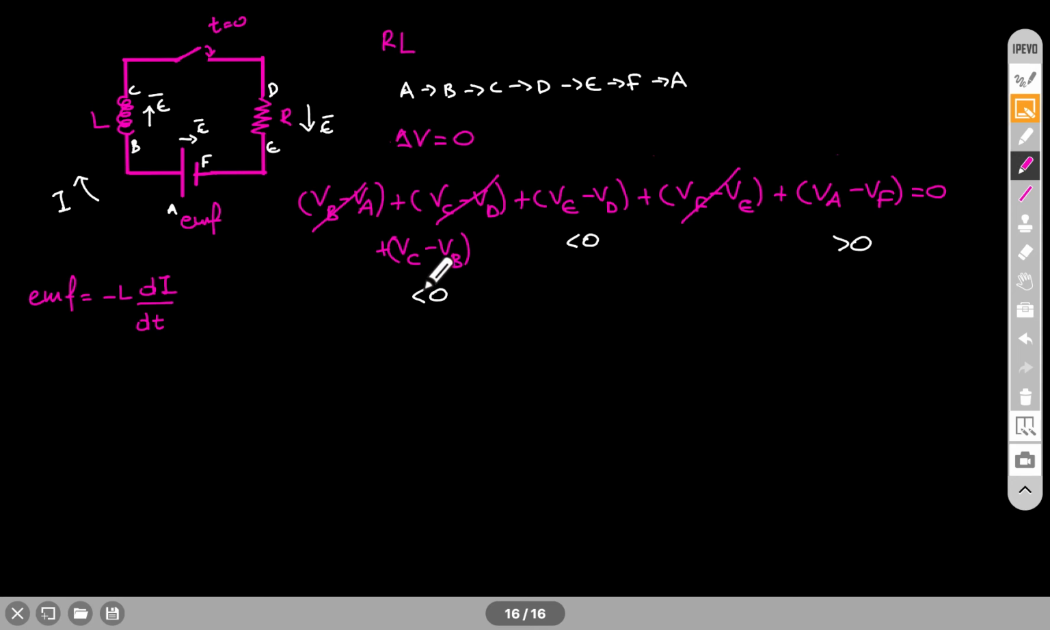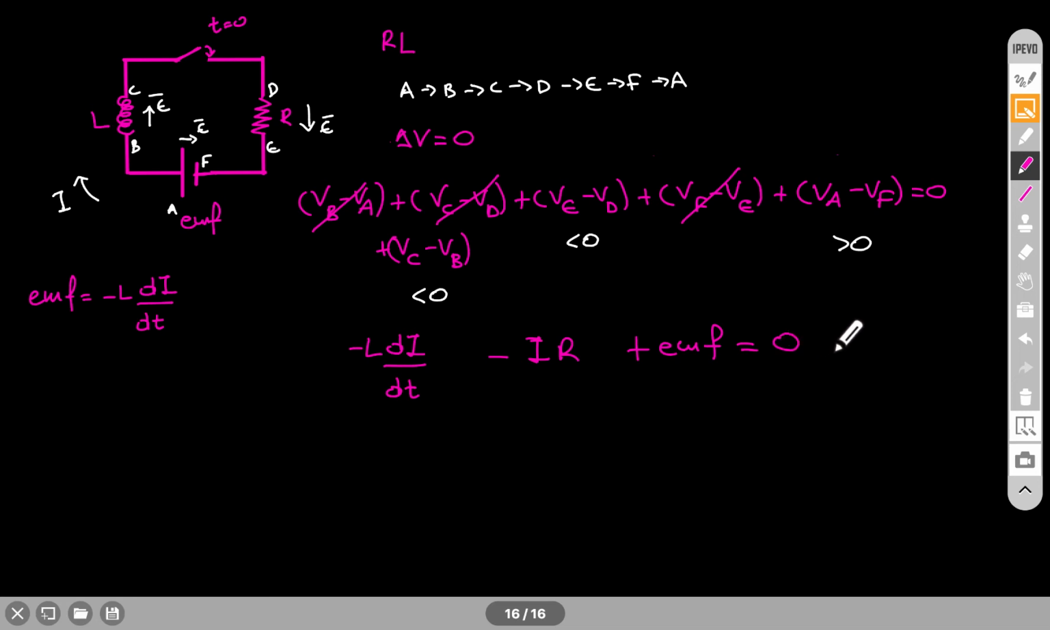So from B to C, I am moving across the inductor, and the induced EMF that I have will be minus L di dt. Now for the resistor, it needs to be a negative number. It's an ohmic resistor, so I have minus IR. And then when I'm going from one side of the battery to the other one, I just have plus EMF is equal to 0.